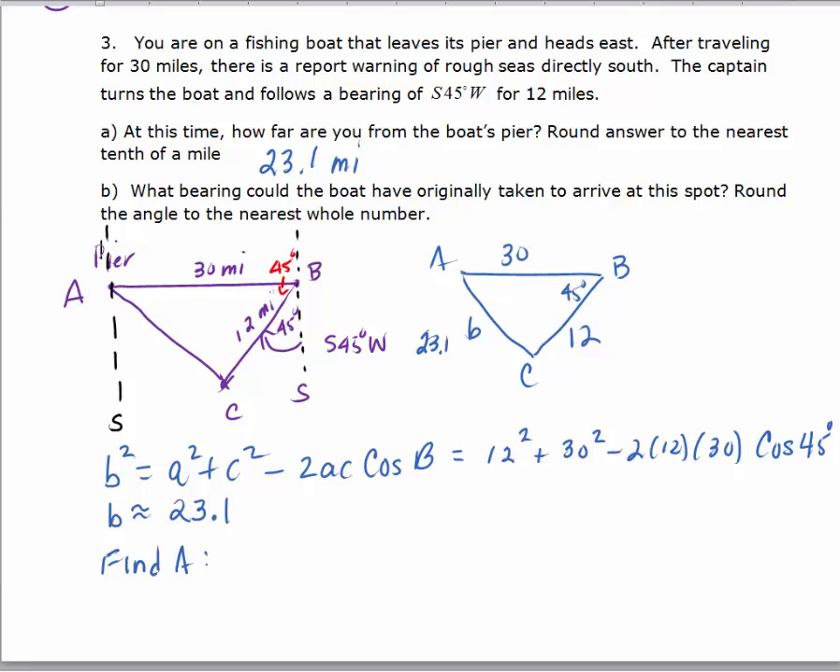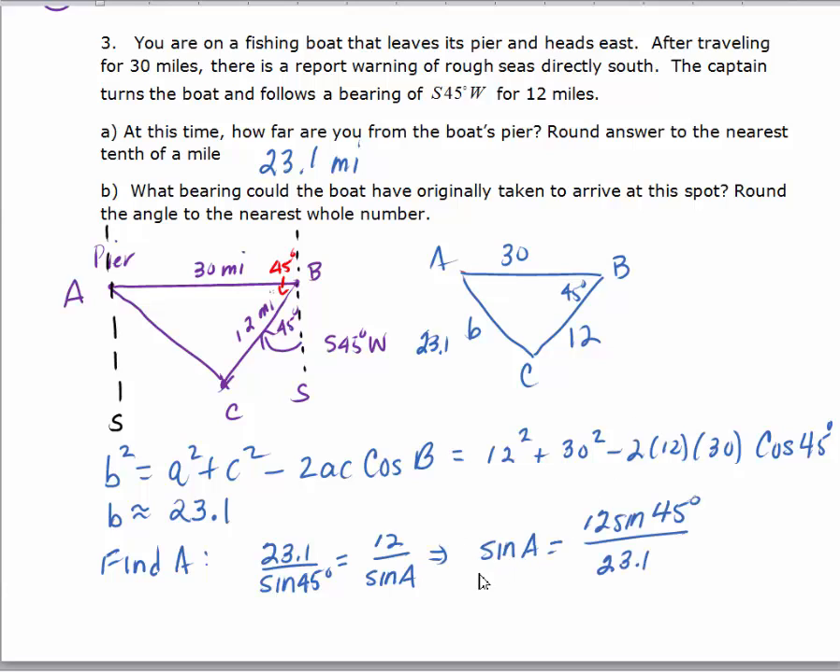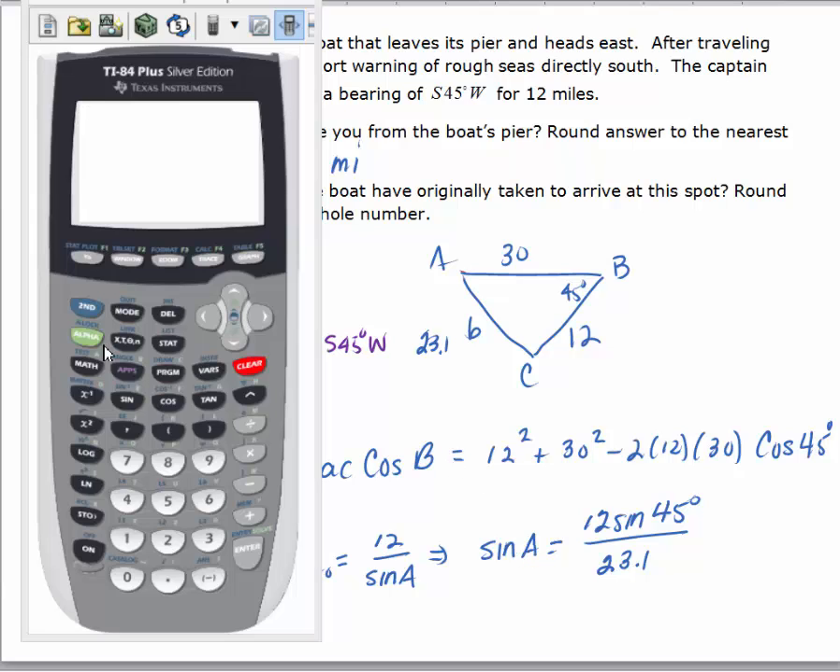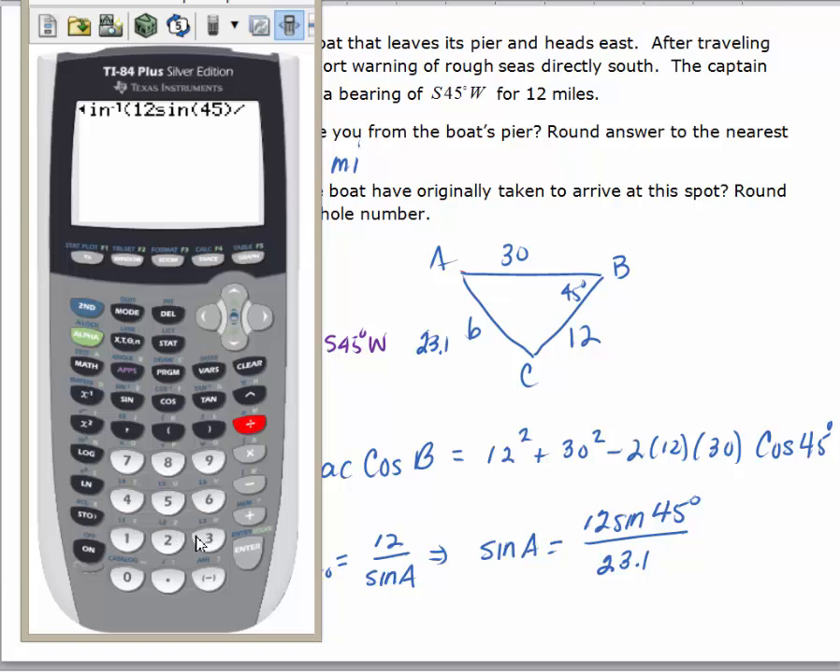So we'll set up our ratios. 23.1 divided by the sine of 45 equals 12 over the sine of A. Sine of A equals 12 sine 45 degrees over 23.1. So we'll enter this in the calculator. A is going to equal the inverse sine, so second sine, of 12 sine 45 degrees divided by 23.1. And we're rounding angles to the nearest whole number. So our A is approximately equal to 22 degrees.